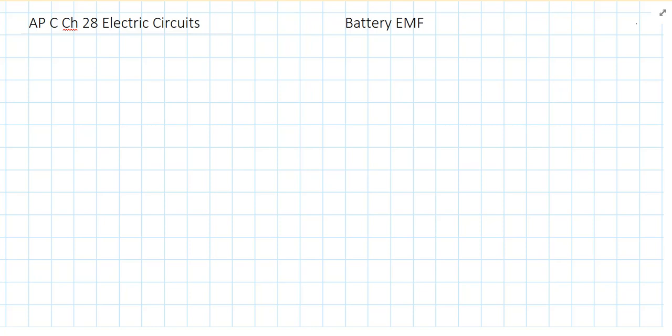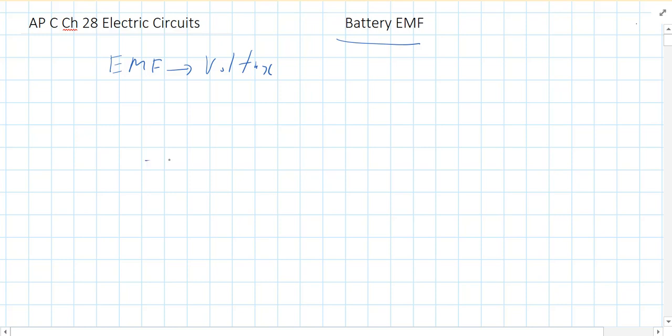So the title I put on here is battery EMF. EMF is short for electromotive force, and it's an old fashioned term that basically describes the force that moves electricity. But what we're really talking about is a voltage. So if you see the term EMF, that is a voltage. Now, let me explain kind of what that means.